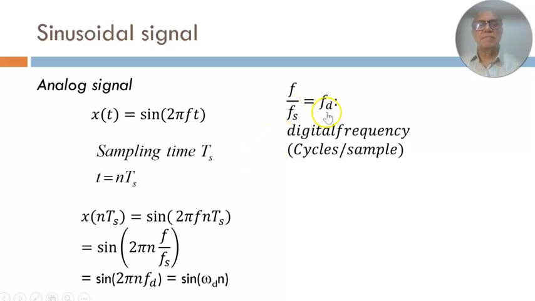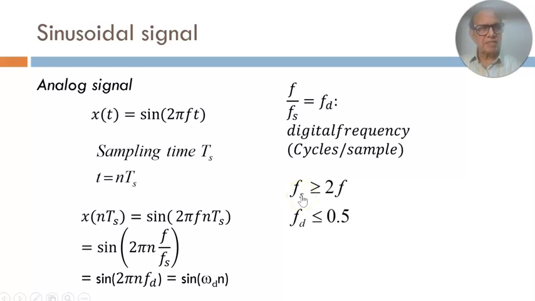Okay, so as I said, the digital frequency is the ratio of the analog frequency divided by the sampling frequency, and since f is in cycles per second and fs is in samples per second, when you take this ratio, the digital frequency will have units of cycles per sample. Okay. Now there is one unique thing about the digital frequency, that it is limited to a certain value, which is not the case in the case of an analog signal. So let us see that.